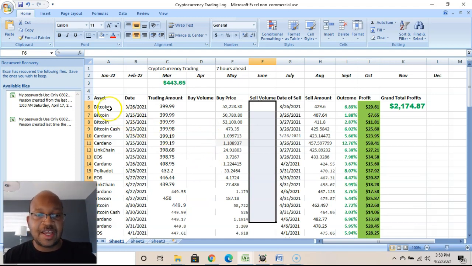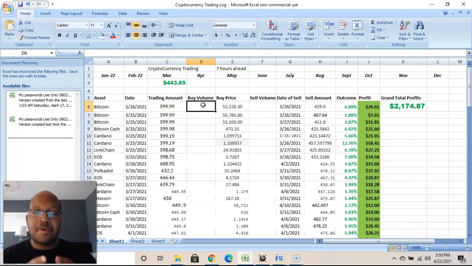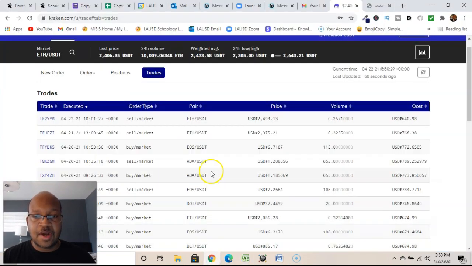So what I do is I enter the asset, the date it was purchased, the amount that was taken out of my tether to make the purchase, which is my trading amount, and then you want to put in the buy volume. So again, where do you find that? Right here, volume. So let's go to a buy order right here. 115 of, what is this? EOS. That's the volume, right? And this is a buy order for EOS. So as an example, you would put EOS where it says asset, your price where it says price.